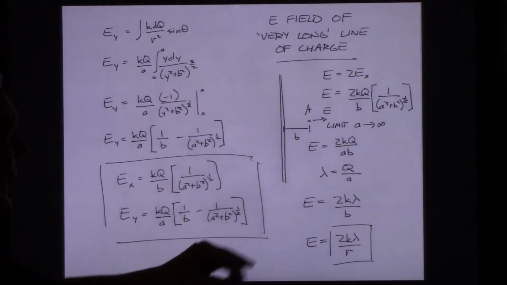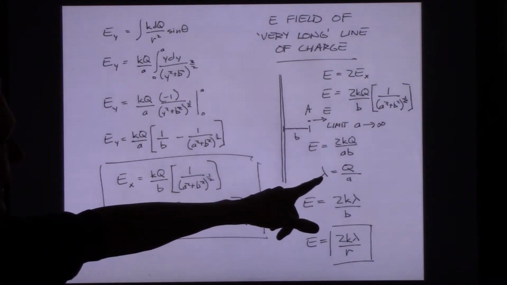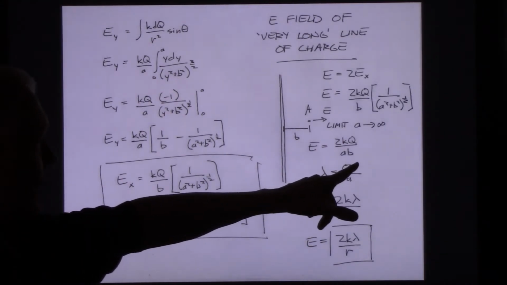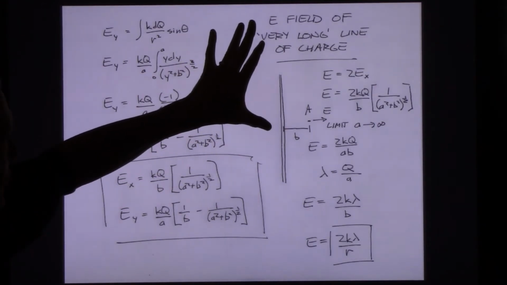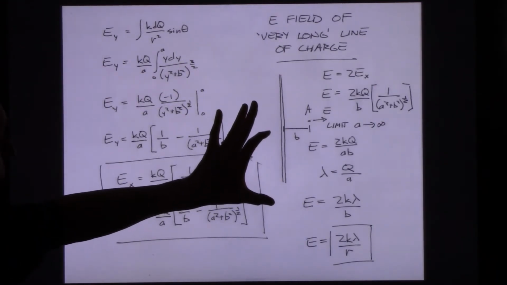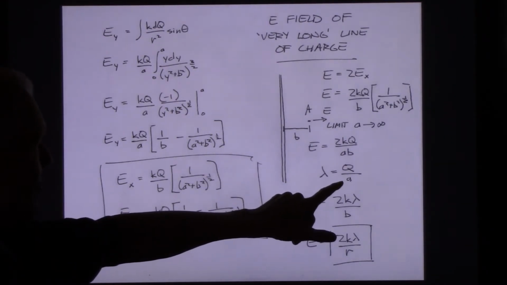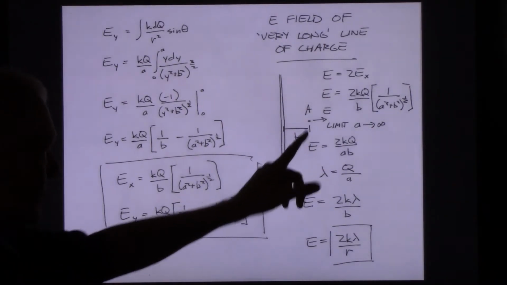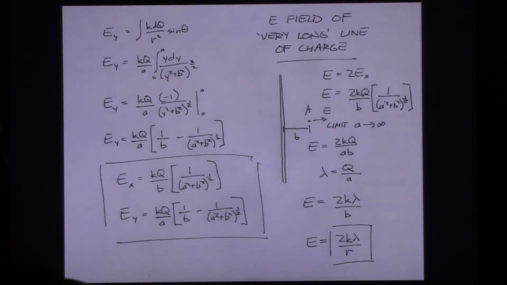So I've got to go back and do something different. What we can do is say that there's a lambda, a charge per length, and that would be equal to q over a. What we had identified was that q was just this half, and there's a second amount of q over here. And so lambda is going to be q divided by a. I can make that substitution, and now I've got an E field that's 2k lambda over b.